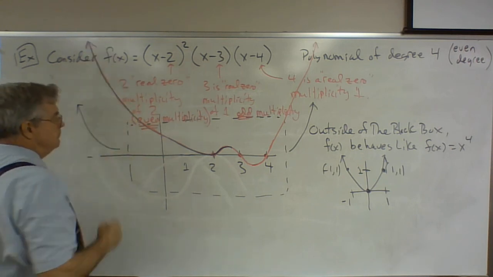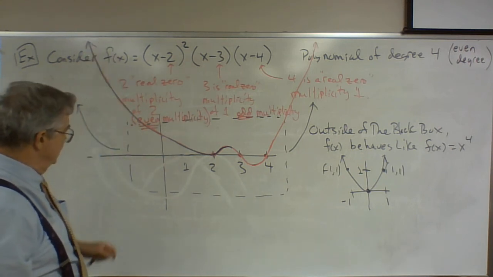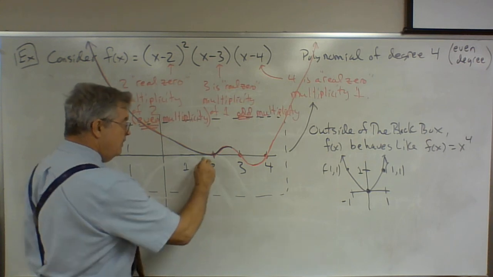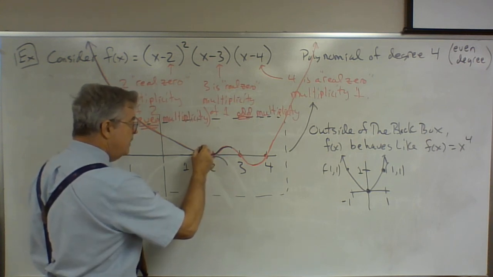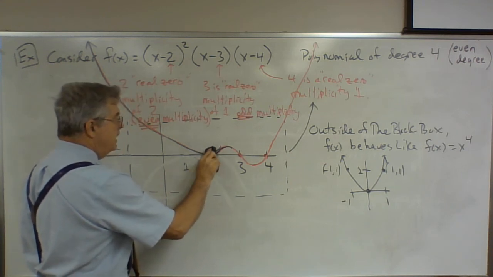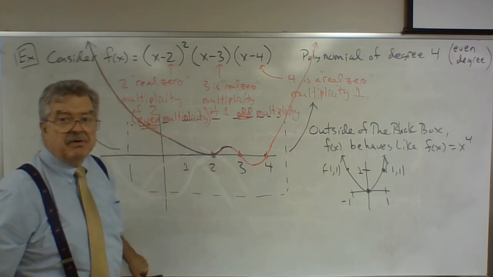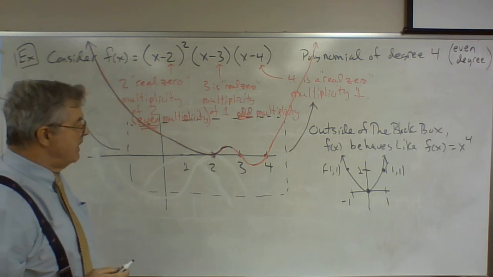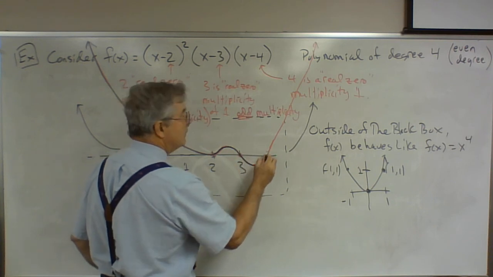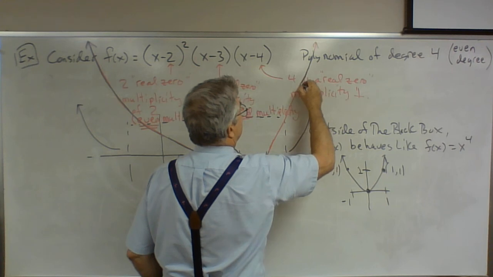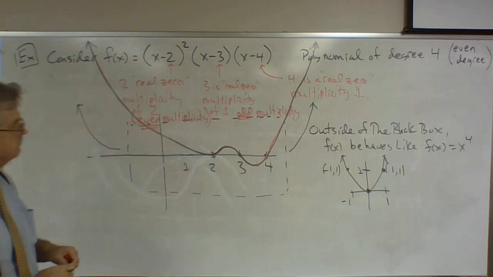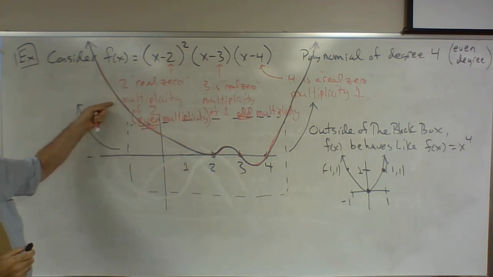And you know something? Our end behavior, what the graph does outside of the black box, helped us to figure out whether the graph goes like this at x equal 2 or whether it goes like this at x equal 2. So what the graph does outside of the black box, what our author calls the end behavior, that can be pretty important. And behold, that's what the graph of our function looks like.